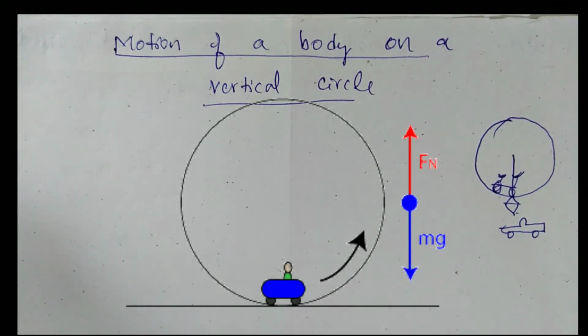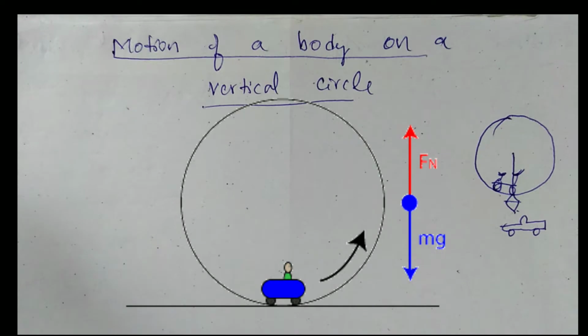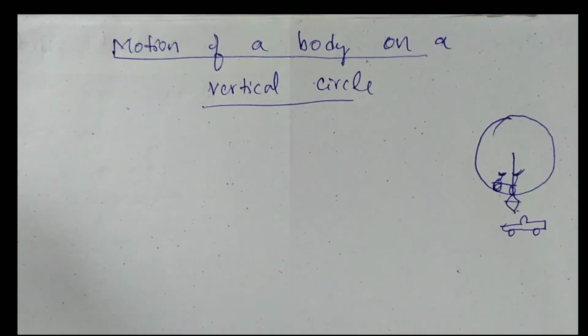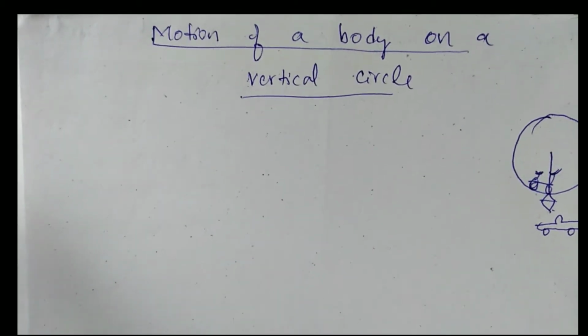So different cases are there, but what should be the minimum velocity so that an object just completes a vertical circle? That derivation and those conditions we are going to talk about. That is nothing but a non-uniform motion.